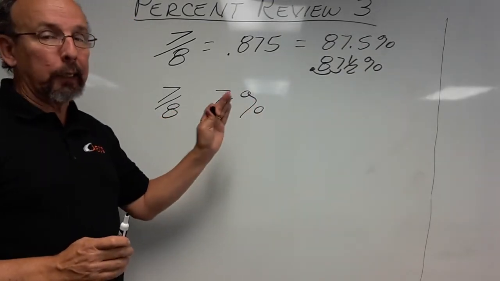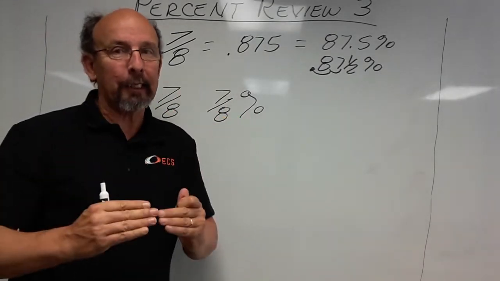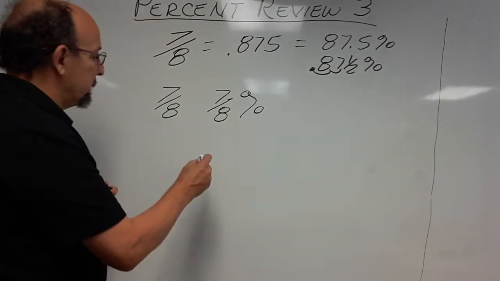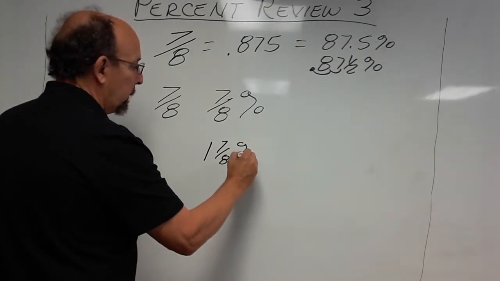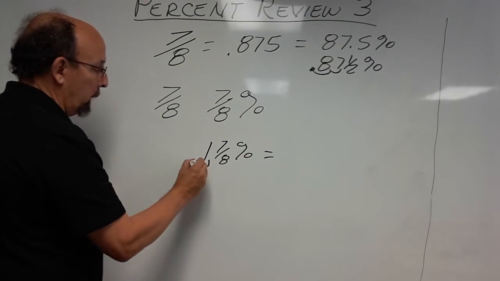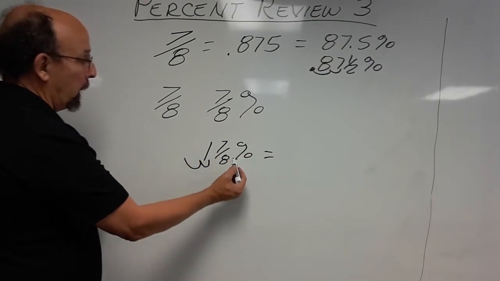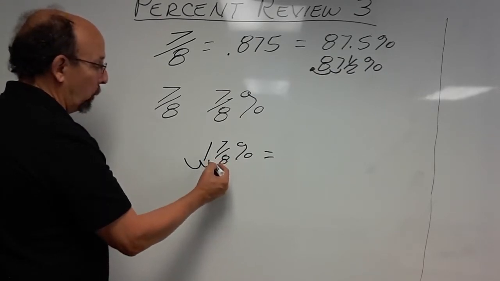7/8% means 7/8 of 1%. It's less than 1%. Let's look at it this way. Say I said 1 7/8%, and I wanted to change that to a decimal. I would move this 1 two places. Remember, it always starts at the end of the whole number, not on the right side of the fraction. It starts here at the end of the whole number.